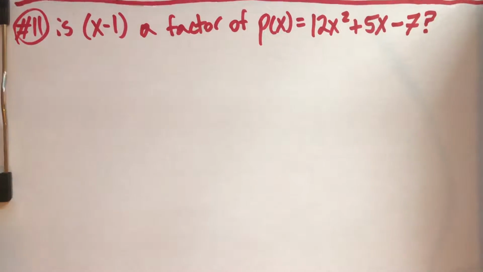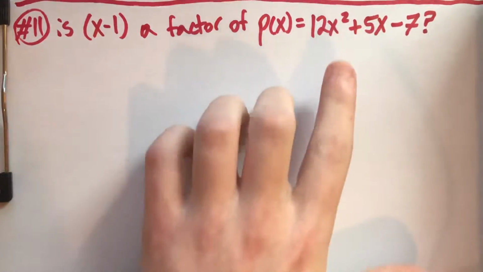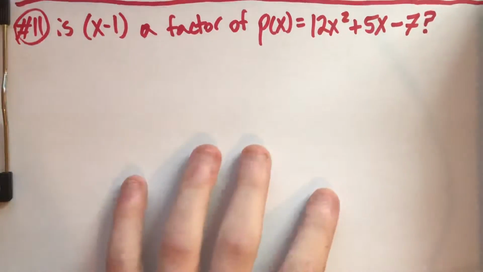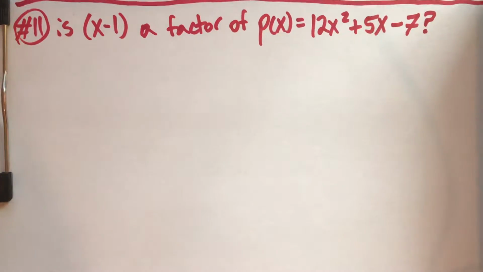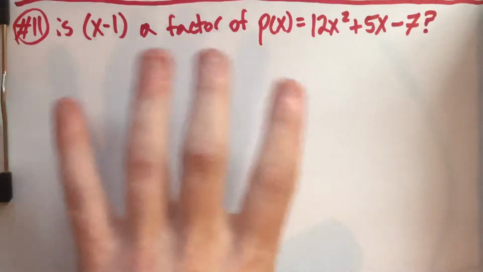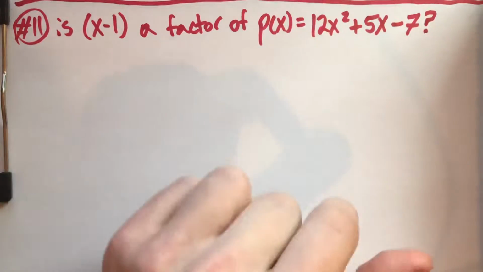Okay, question number 11 is the same as number 10, except we have a different division term and a different polynomial p of x here. Really, the process is still the same. It's still a yes or no question, and we'll cross that bridge when we come to it. So what we're going to do to answer the question, is it a factor, is take p of x divided by this term, x minus 1.